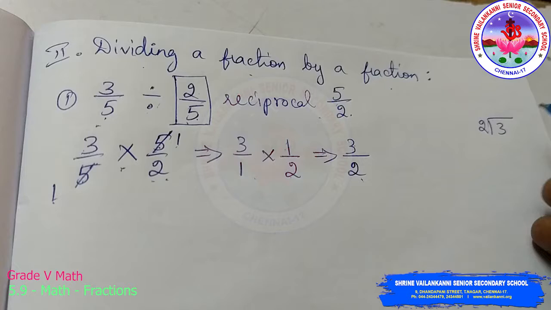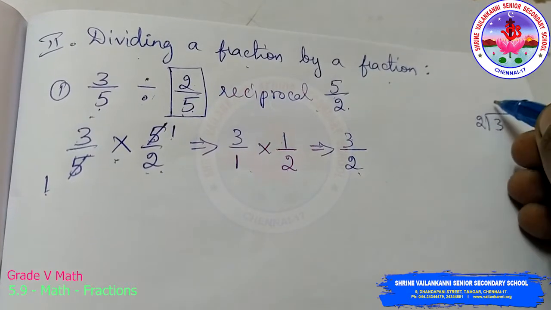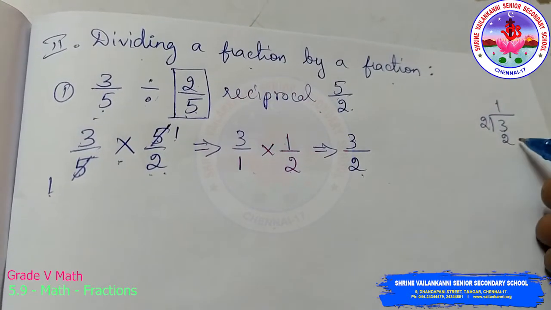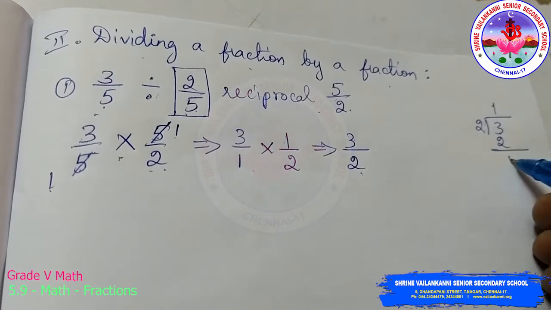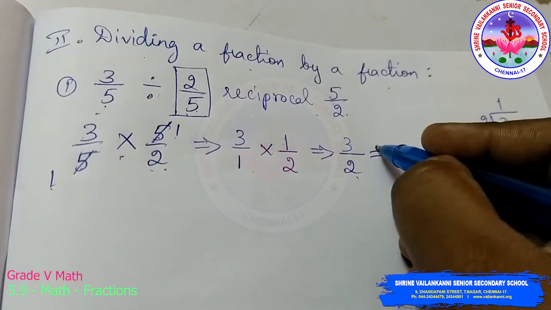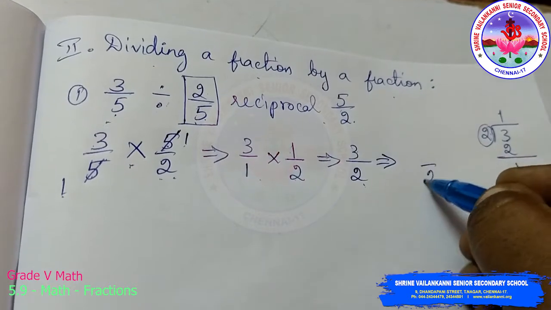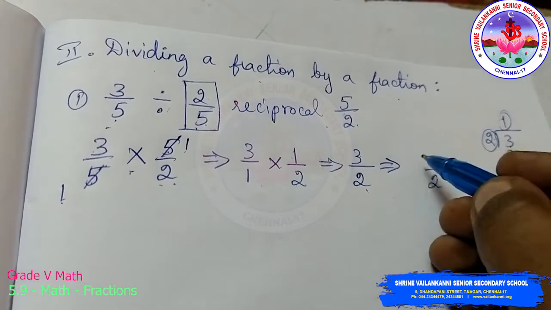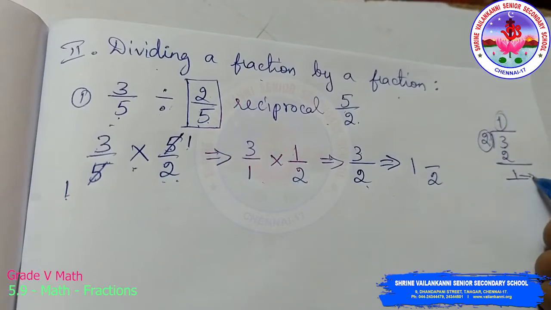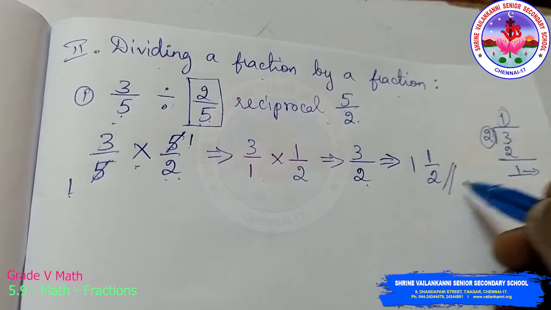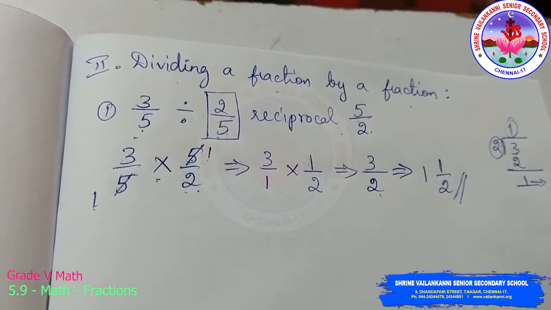3 divided by 2. 2 ones are 2, remainder 1. So you keep the 2 in the denominator, the quotient as the whole number, and the remainder as the numerator. So 1 and 1 by 2 is your answer.